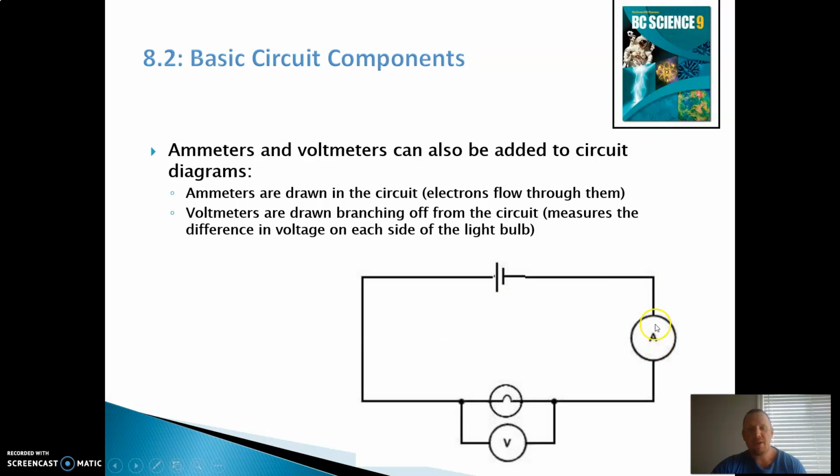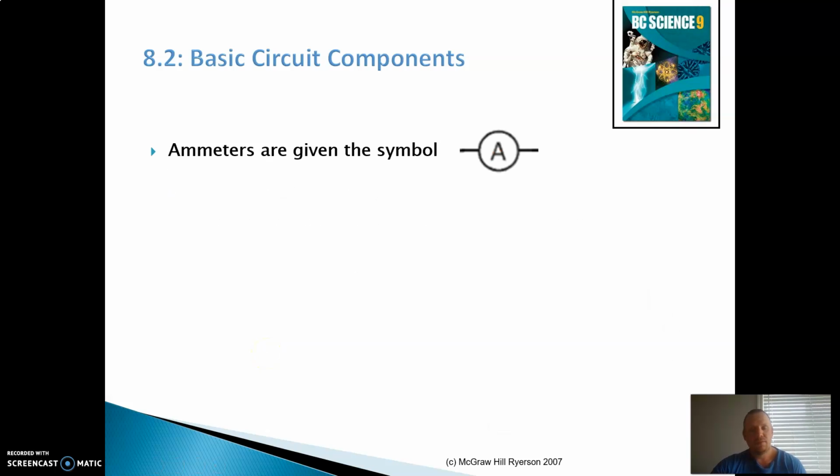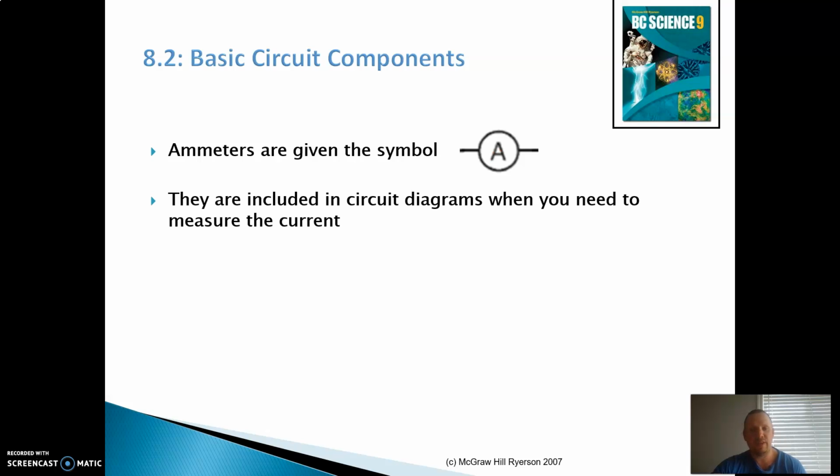Ammeters are in the circuit, so wires come out of the battery and go through the ammeters. Voltmeters have to be connected around what we're measuring. So if we're measuring how many volts are used in this light bulb, we would attach a clip to the wire on one side and the wire on the other side, and it would tell us how many volts go through the light bulb. This is how you add ammeters and voltmeters to circuits. Ammeters, like we talked about last week, have the symbol A, and voltmeters have the symbol V.